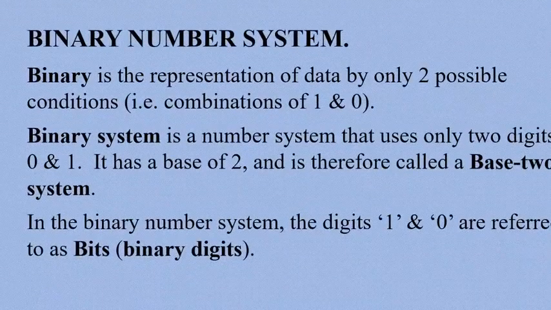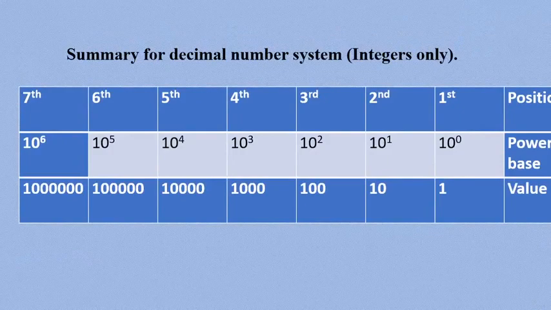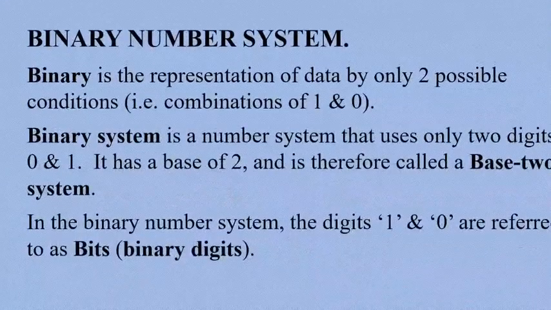Then we have the binary number system. Binary is the representation of data by only two possible conditions, that is a 1 and a 0. That is combinations of 1 and 0. Binary system is a number system that uses only two digits, 0 and 1. It has a base of 2 and is therefore called base 2 system. Now, if you go back a bit to the decimal number system, it has a base of 10. That's why we call it base 10. Whereas binary has a base 2, that is base 2 number system.